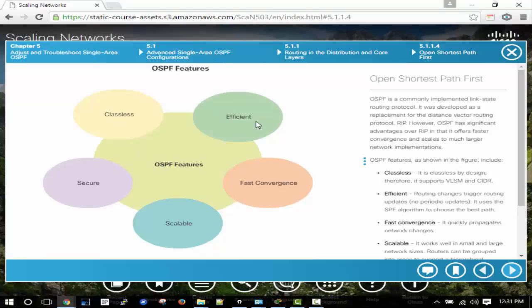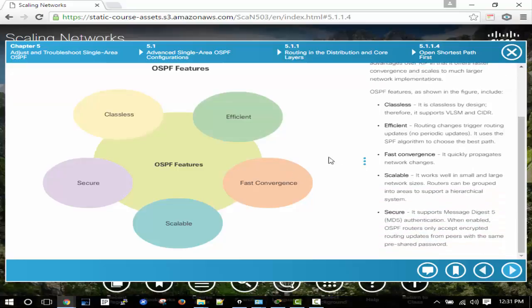It's efficient. Why is it efficient? Remember, compared to RIP, it is the greatest thing ever. It only uses resources when it starts up and builds all those routes, and then it's just sending little tiny hello packets. Routing changes trigger routing updates, no periodic updates, right? So if it's not changing, all we're getting is little tiny hello packets.